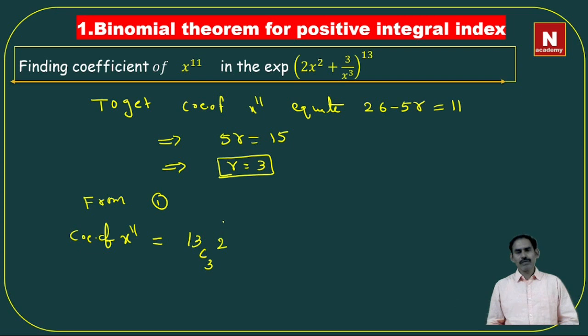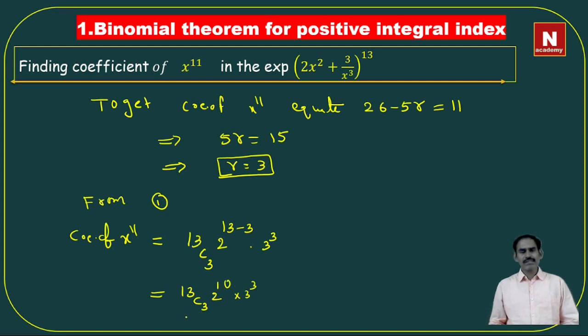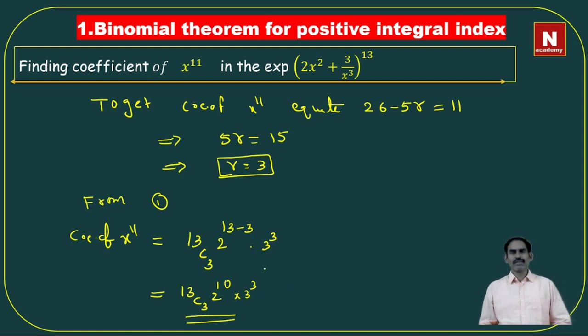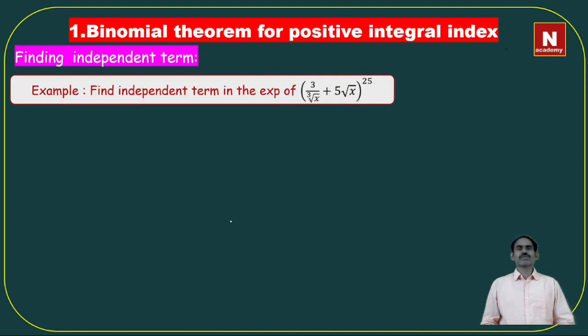13C3 · 2^(13−3) · 3^3, substituting r equals 3. That means 13C3 into 2^10 into 3³. This is called the coefficient of x^11 in the given expansion (2x² + 3/x³)^13. Now we are going to start the independent term.